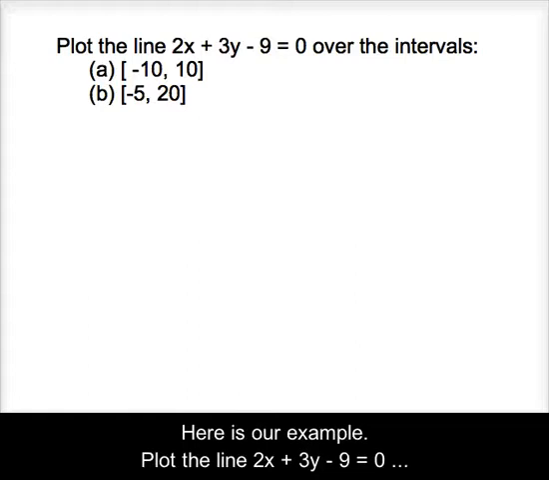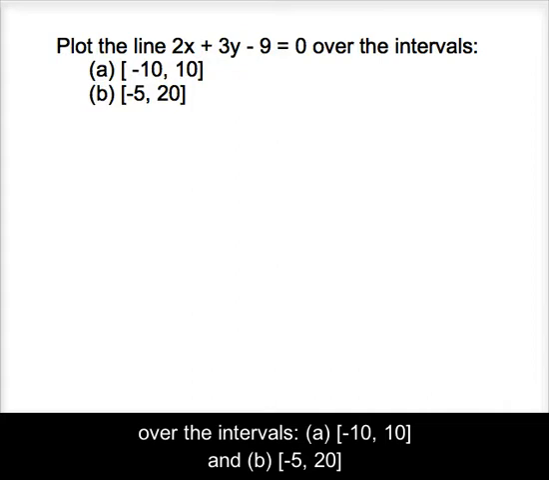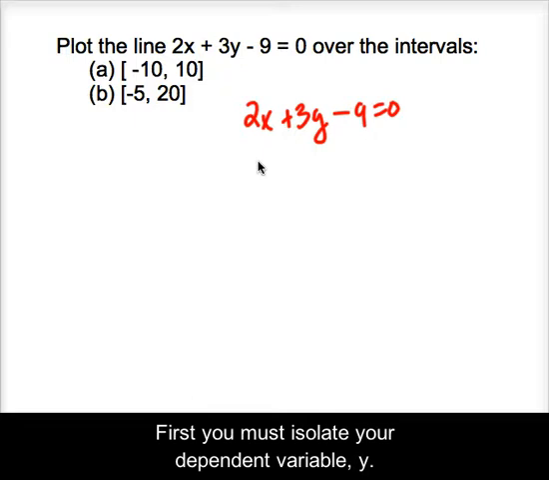Here's our example. Plot the line 2x plus 3y minus 9 equals 0 over the intervals of -10 and 10 and from -5 to 20. First, you must isolate your dependent variable y.